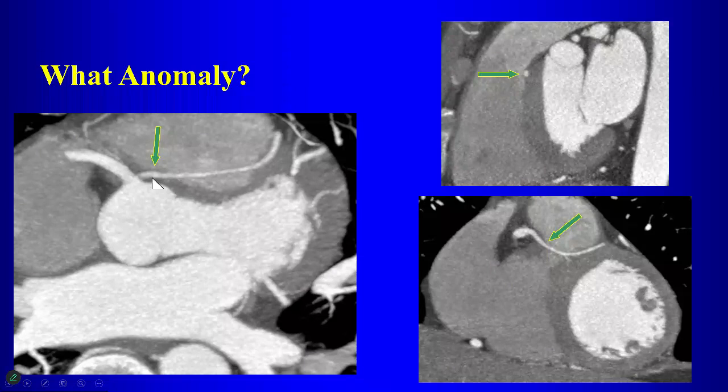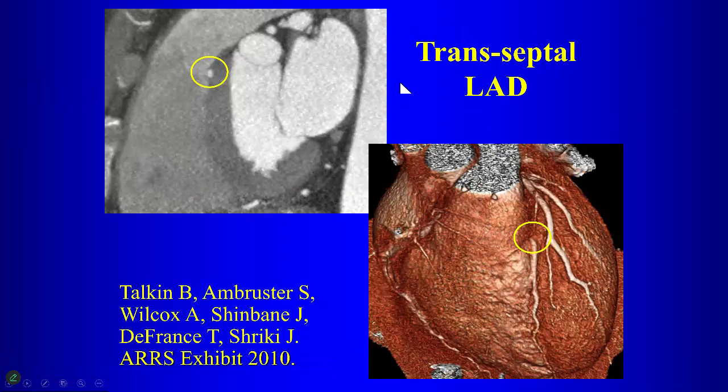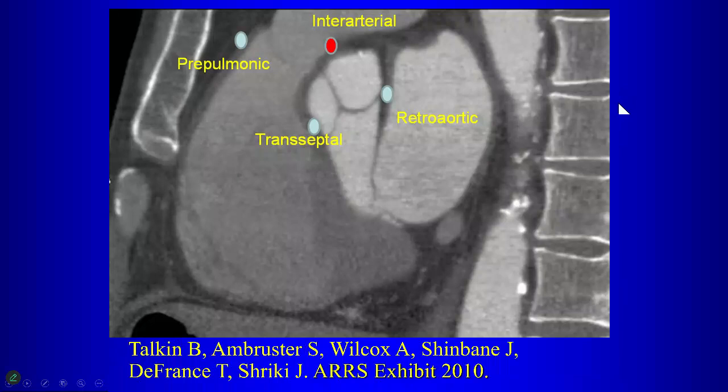So even though you might think, oh, wow, it looks like it's going between the aorta and the pulmonary artery, it's actually going through the myocardium here, right? So it's not interarterial. So this is also considered a benign course. A transeptal course is also considered a benign course. That is a transeptal LAD, not associated with ischemia. Okay? So transeptal LAD, that is also considered benign.